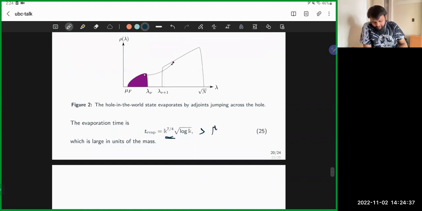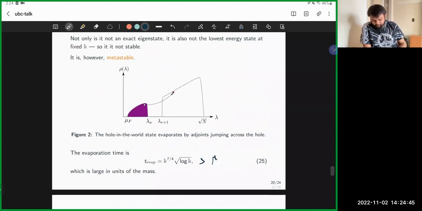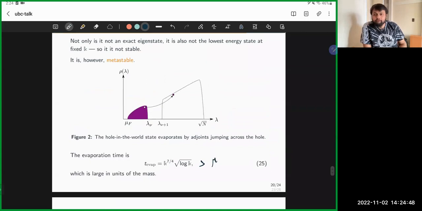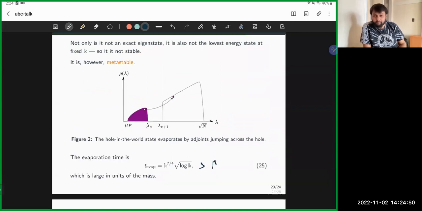It's not usually good practice to compare times and masses, but there are dimensional factors that make sure it works. Okay. Cool. So we can see that it evaporates slowly.